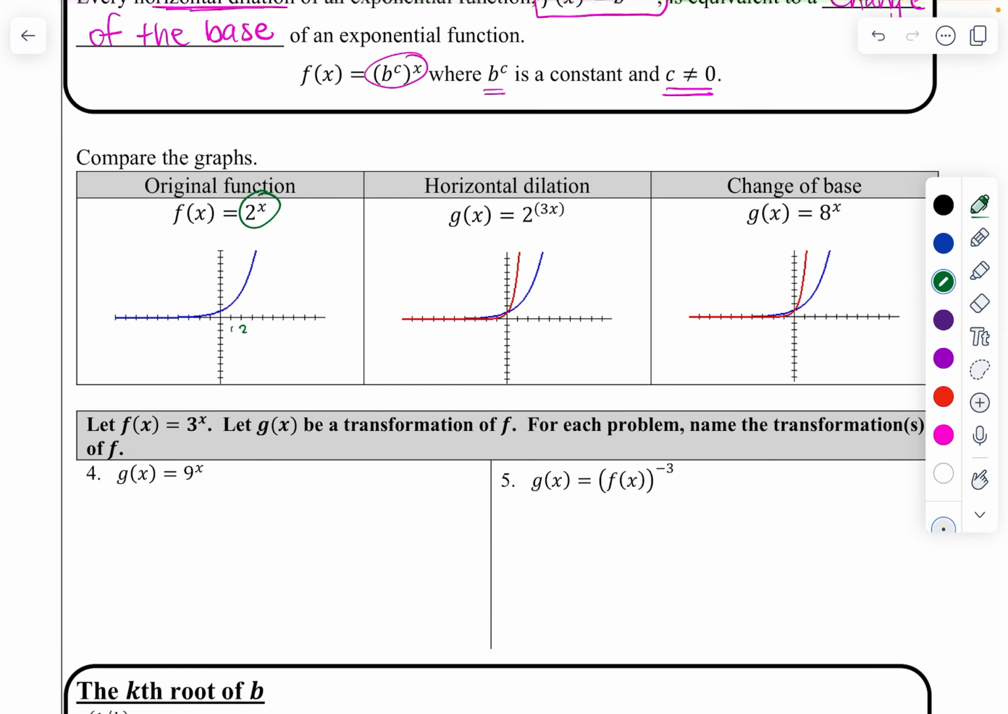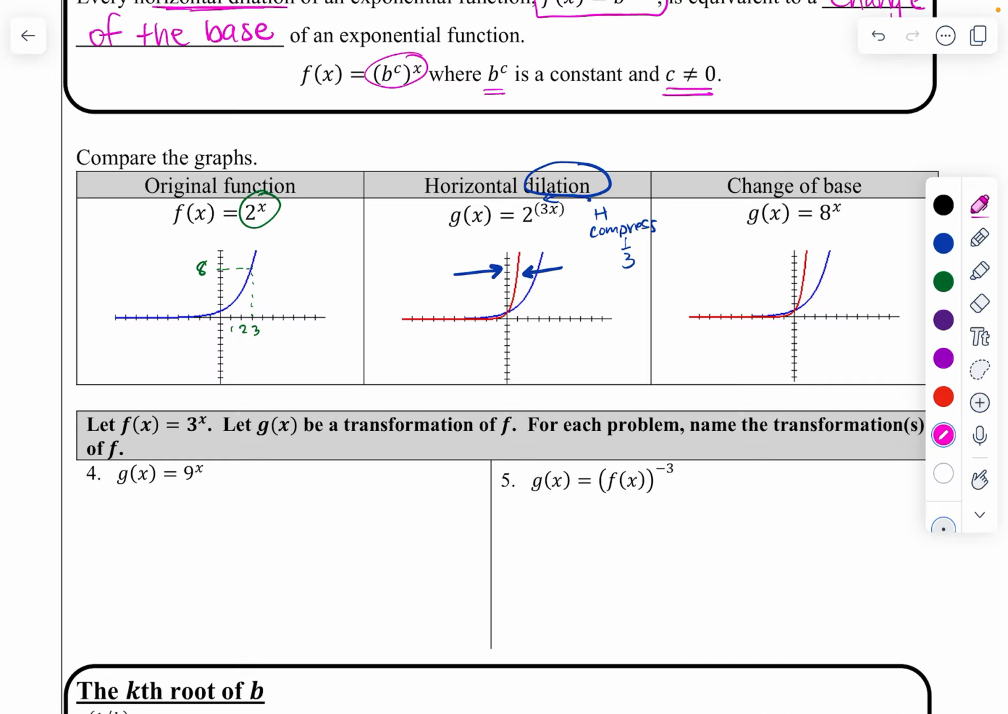So here's 1, 2, 3. If I follow this up, this is about 8 here. Well, I can say, hey, I know that if I were to do a horizontal dilation, a horizontal, that means multiplying by 3. This is, remember, funky town. So this is actually a horizontal compression by 1/3. If you can imagine, I'm squeezing this original 2 to the x horizontally so that it's 1/3 that horizontal space. Well, I can say that this is the same thing.